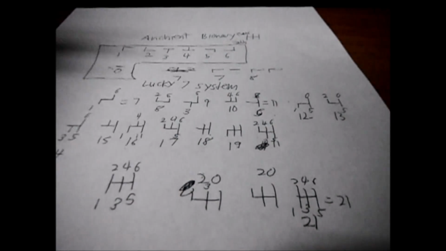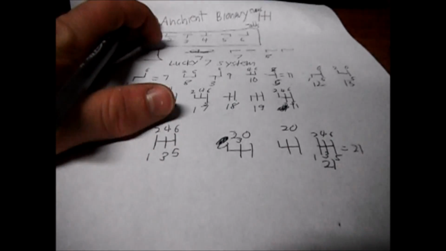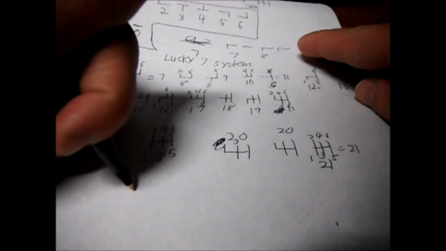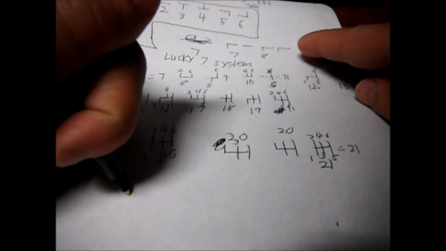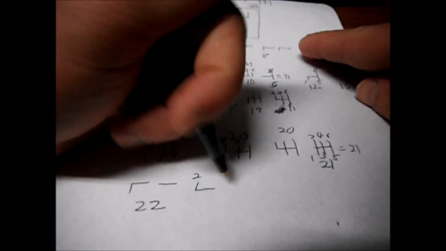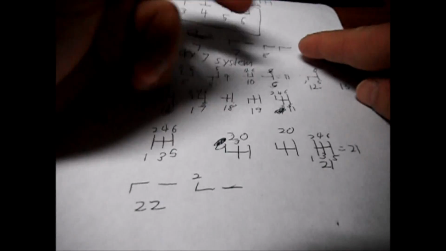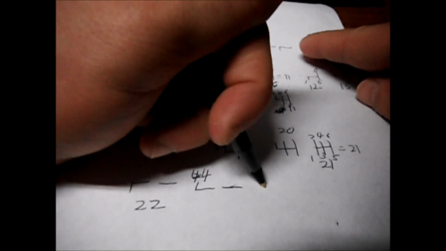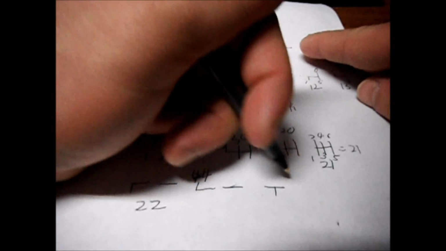Okay? And so basically for a while, there was a base 22 system. Because basically, once after 21, then you would go like this, and then this is 22. And then this, you know, at the 0, and this would be 44, and then this would be 66.